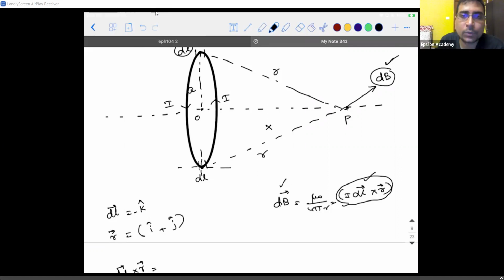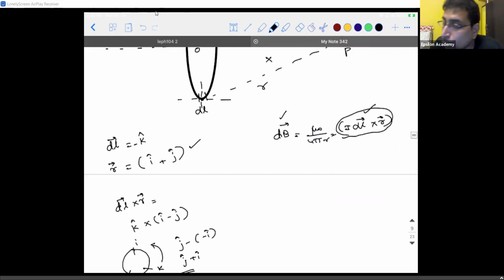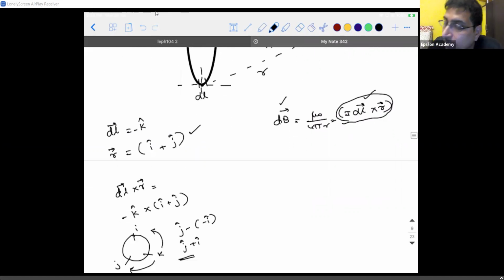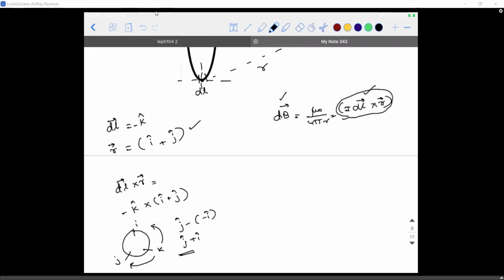Yeah, it is in the first quadrant. So R vector is in the first quadrant, it is I cap plus J cap, accepted. Okay, now if you do the cross product between them, what are you going to get? Minus K cross I cap plus J cap is minus K cross I cap. Minus J cap.